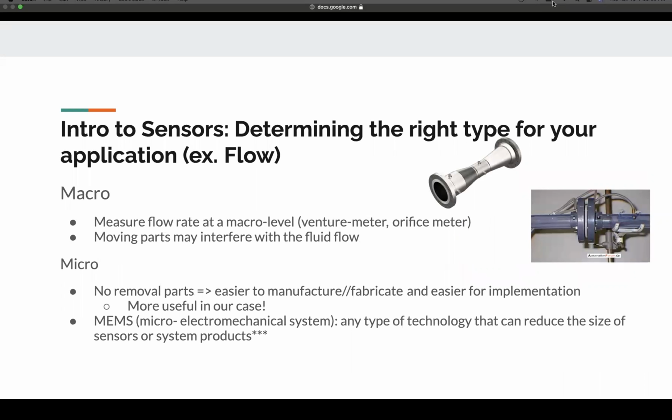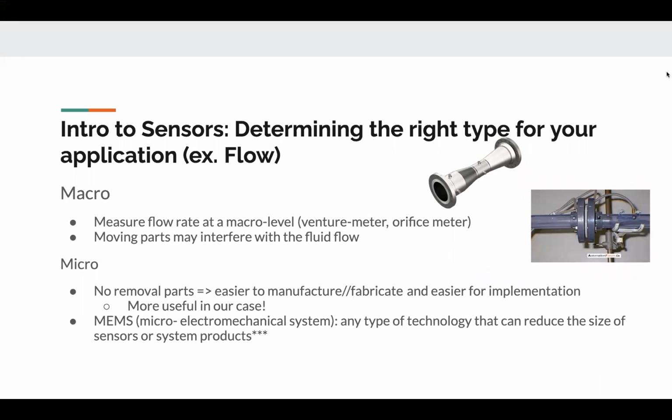Okay, so a little intro to sensors. I'm going to use the example of a flow rate detector just to explain the difference between a macro and a micro sensor. So first we have macro sensors, and they basically just measure any type of movement, or in this case, flow rate at a macro level. So if you look at the two pictures, the one on the left is a ventometer, and that basically measures the flow rate of any type of liquid in a pipe. And then the one on the right just measures the movement of gas.